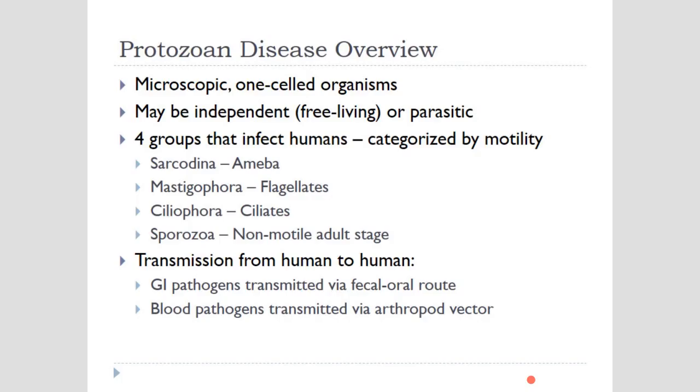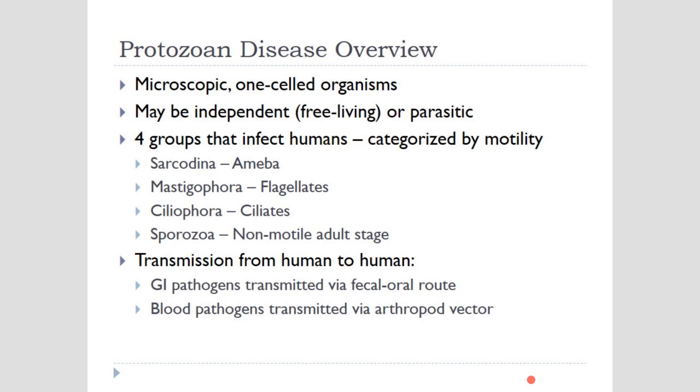So let's begin with the first one. The overview for the whole group of diseases is that these are microscopic, as compared to worms. Worms are huge, as you can see here. These are one-celled organisms. We do include them as parasites, but they could be free living as well. So this means they have the capability to survive on their own.